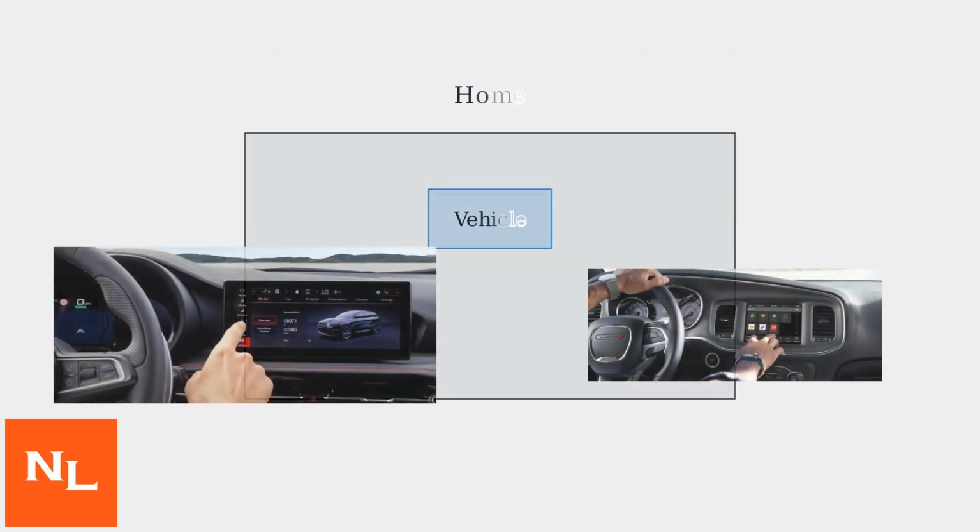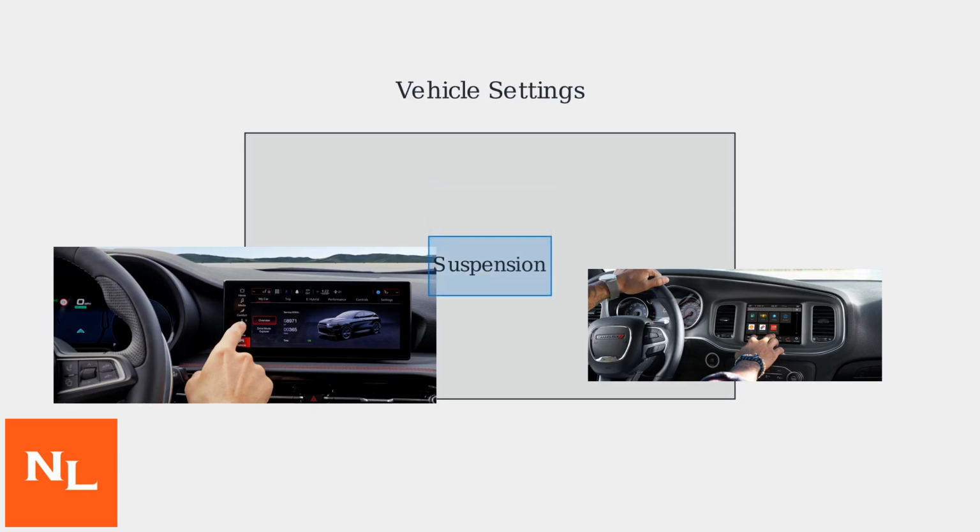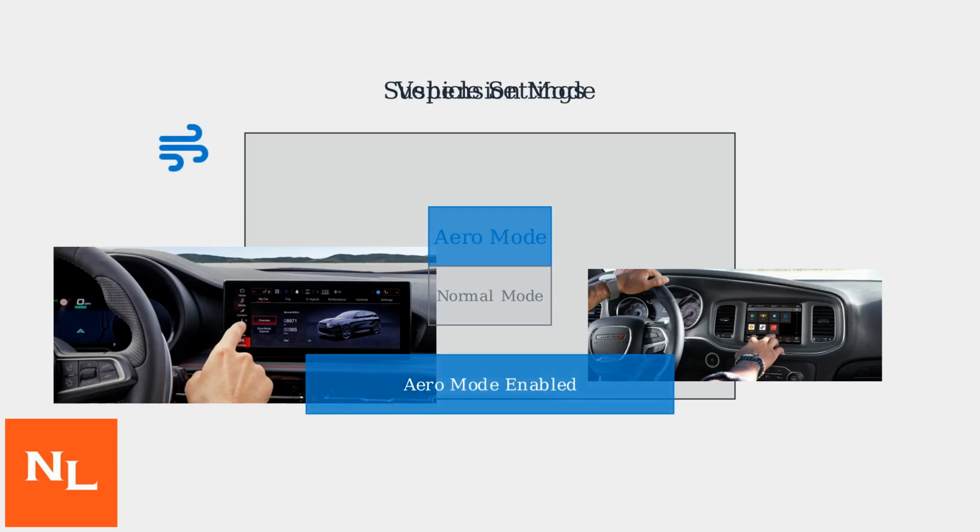To enable Aero Mode using the Uconnect touchscreen, start the vehicle and access the main menu. Select the vehicle option from the home screen. This opens the Vehicle Settings menu. Choose Suspension from the options. The Suspension Mode menu appears. Select Aero Mode to enable it. A dashboard notification confirms the change has been made.